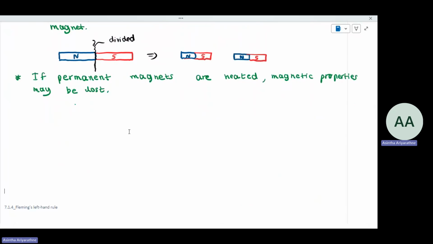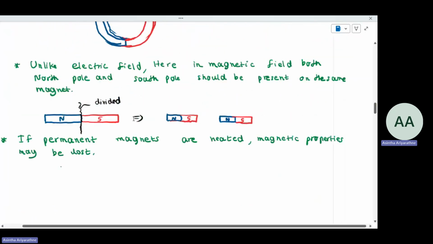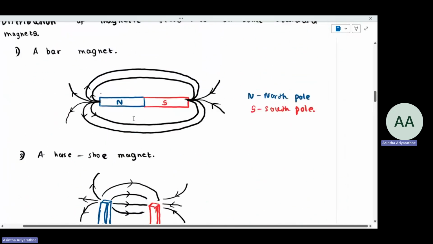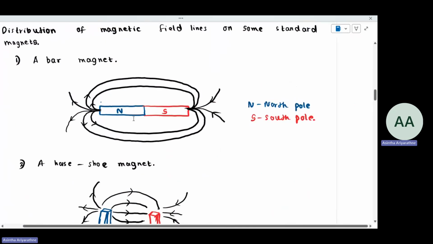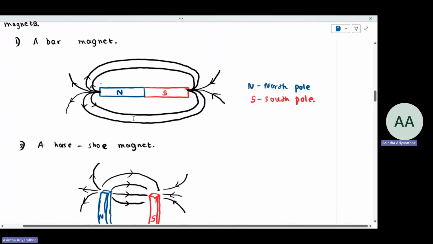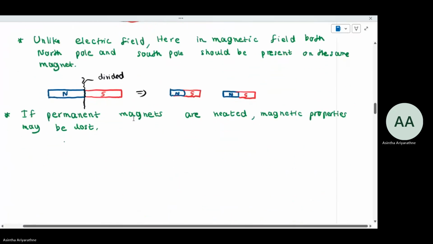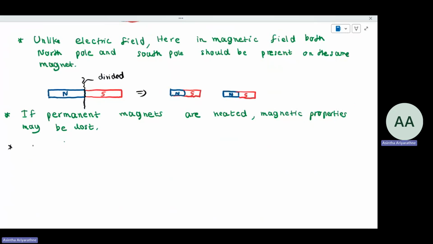So to find the direction of the magnetic field, here it is easy. For a permanent magnet it is from North Pole to South Pole. So always it is from north to south. For a permanent magnet, the magnetic field direction is from North Pole to South Pole.